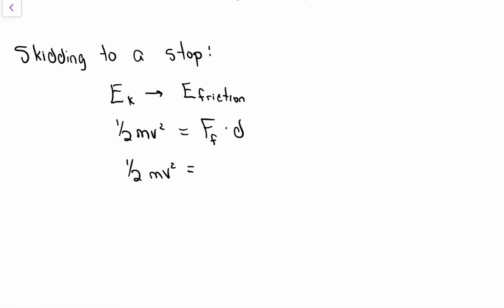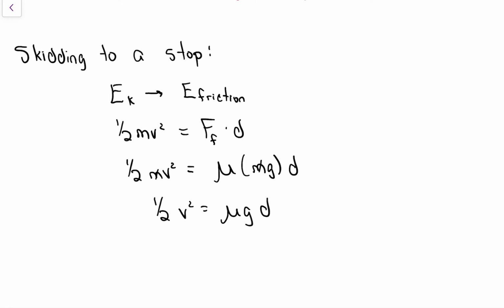This is what I would call a boring situation. Force of friction is going to be mu times Fn. In this case, Fn is mg. Multiply that by d. The m's are going to cancel. We get this cool equation that 1/2 v squared equals mu g d.